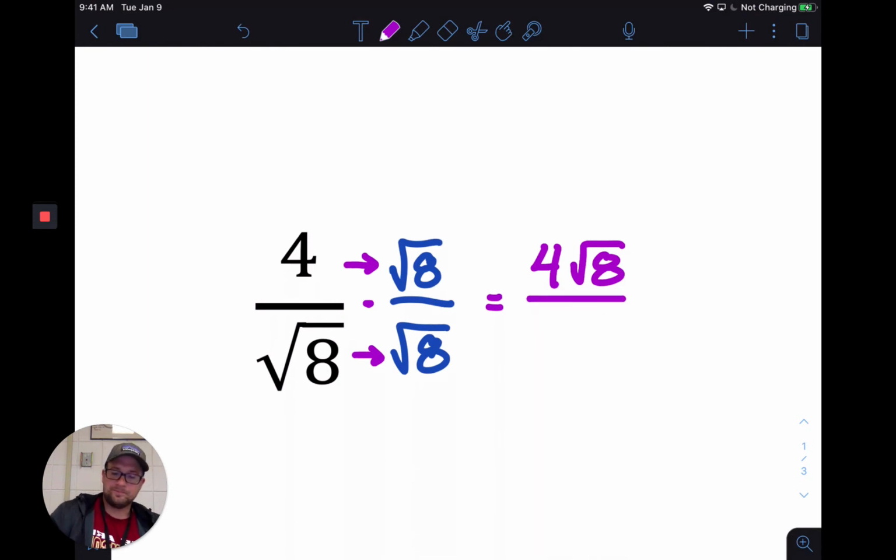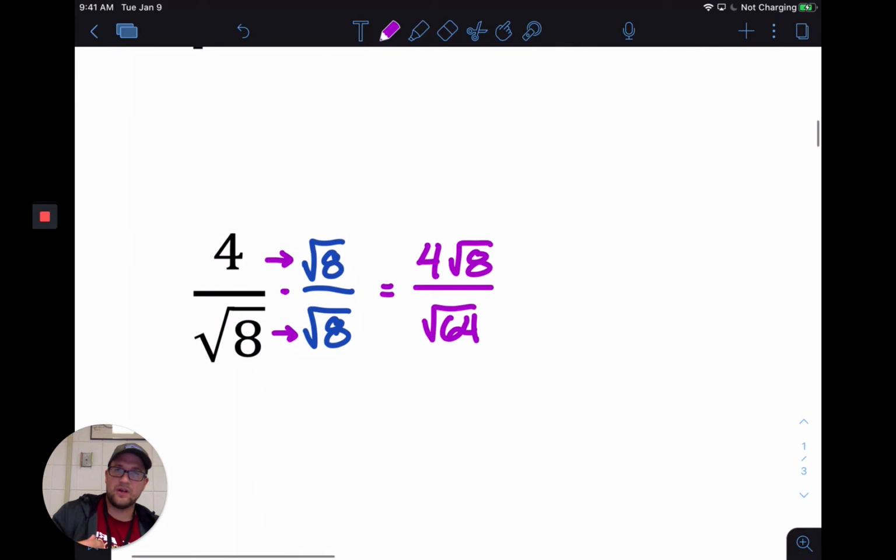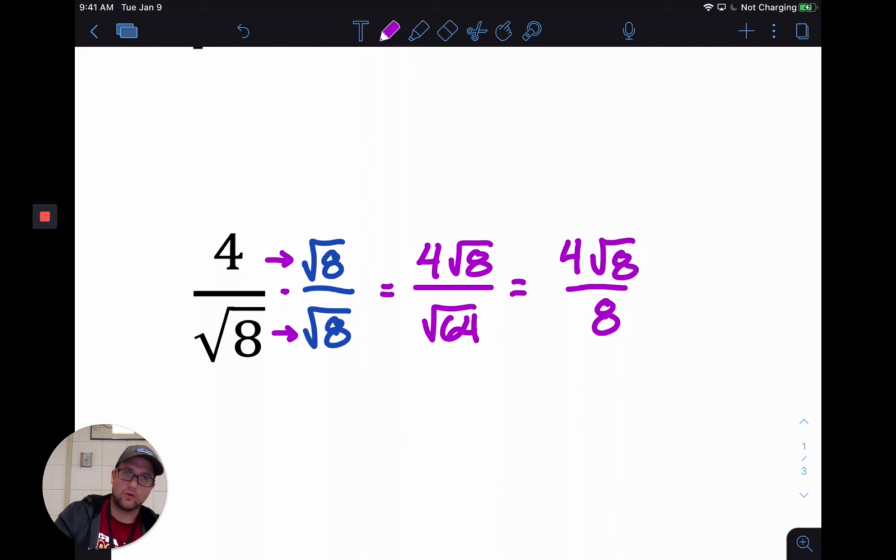On the bottom, we have the square root of 8 times the square root of 8, which would give us the square root of 64. Now, if we've done this all correctly, the square root of 64 should break down. And in fact, it does break down into 8, because the square root of 64 is 8, meaning we are left with 4 square roots of 8 over 8.